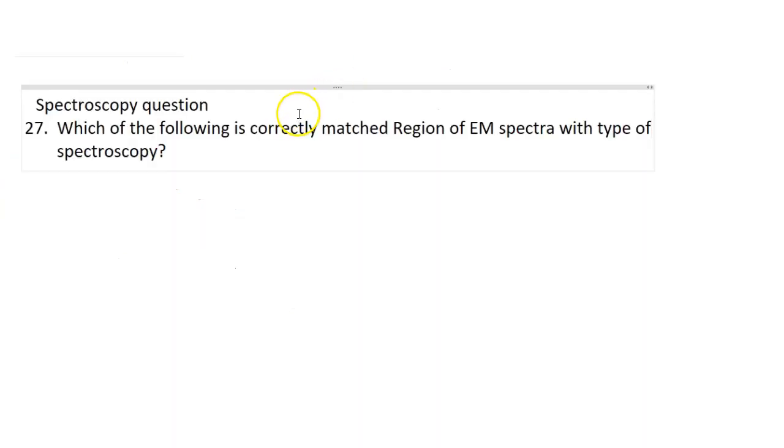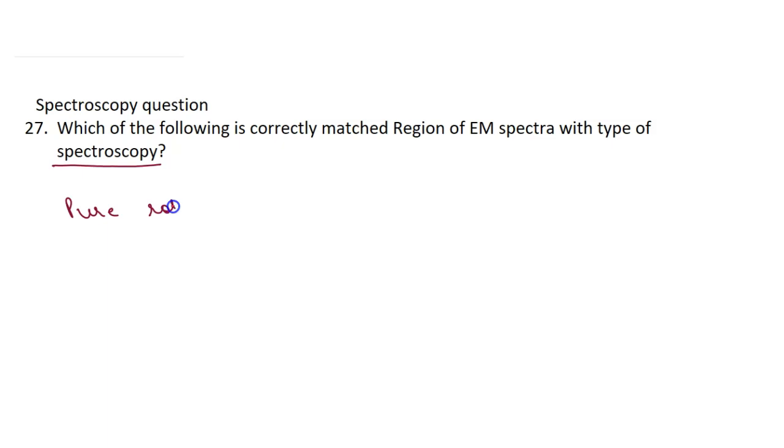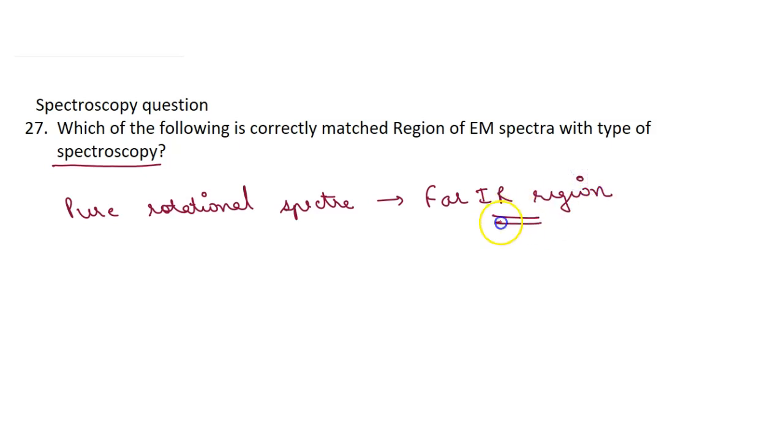There were many questions from the spectroscopy part, mainly physical spectroscopy. Which of the following is correctly matched, region of electromagnetic spectra with type of spectroscopy? Four options were given, and the correct option was that pure rotational spectra lies in the far IR region. So this was the correct option.